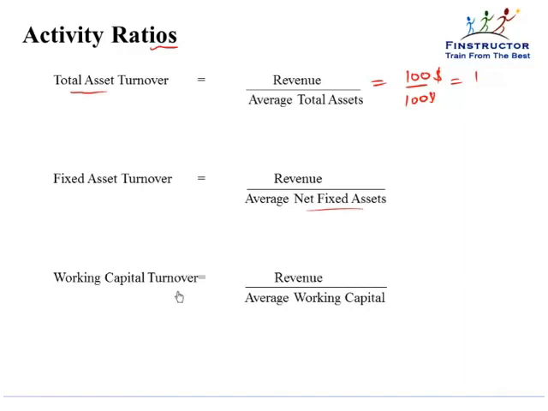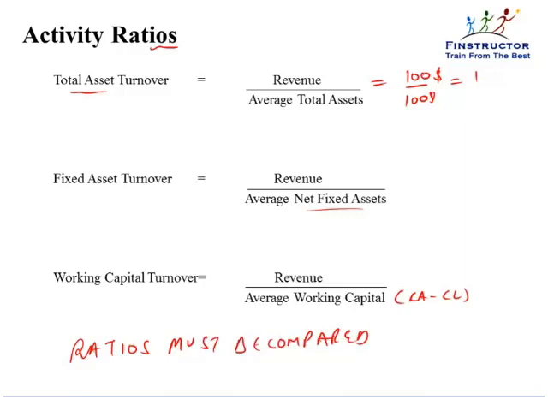Working capital turnover would be the revenue upon the average working capital, which is the current assets minus the current liabilities. Tells us what revenue are we making for the investment in working capital that needs to be done. Now we'll repeat once again that each of these ratios must be compared before we make any conclusion.